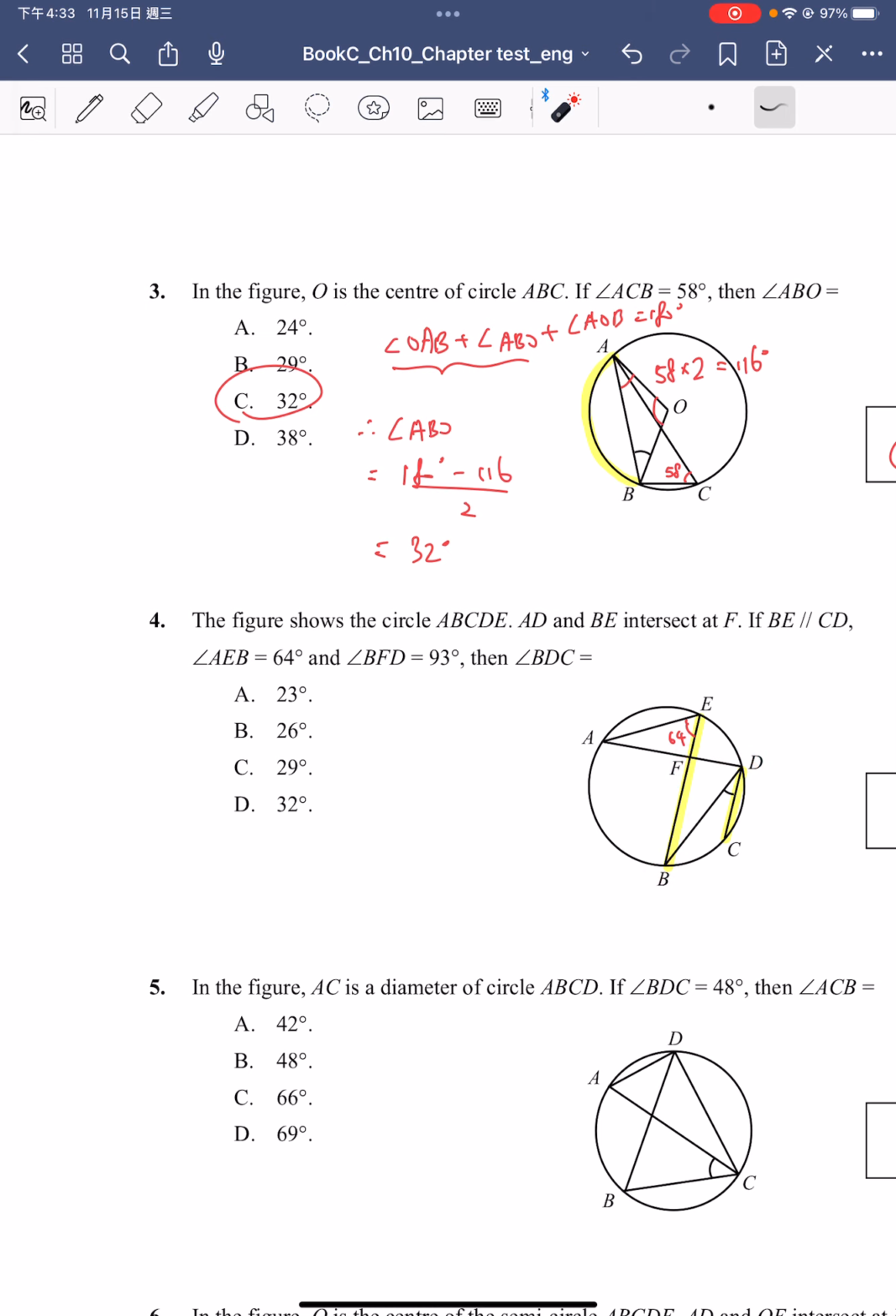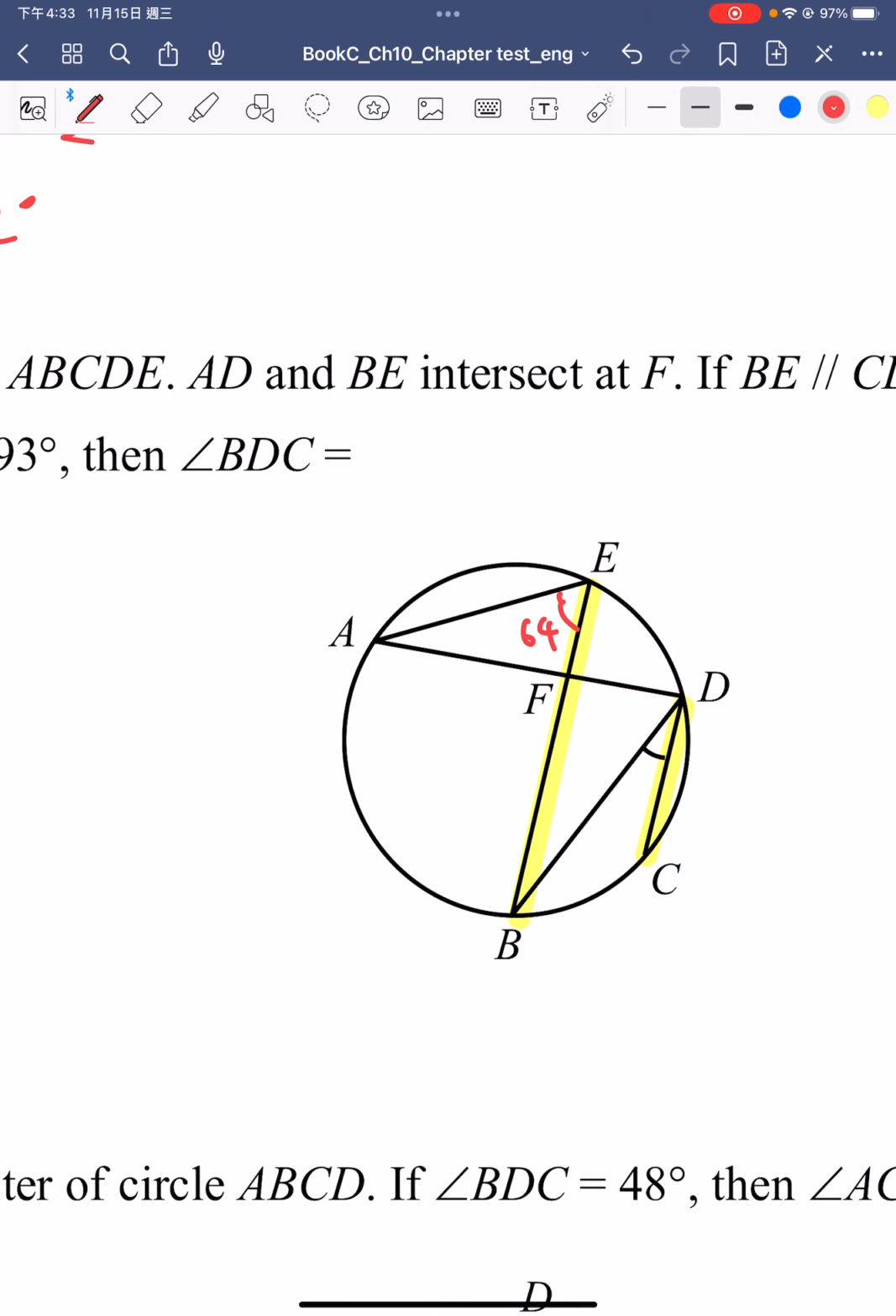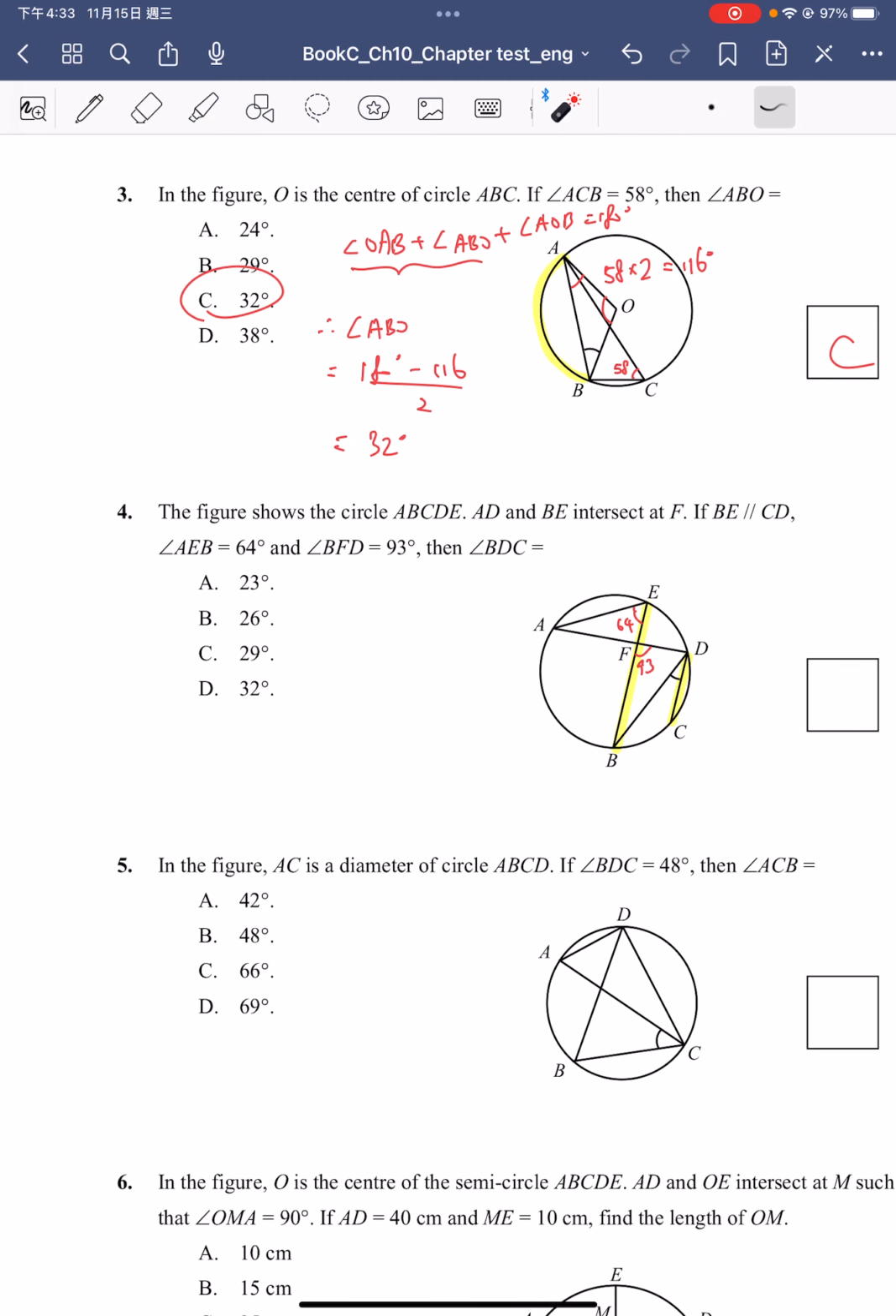So BFD is equal to 93 degrees. How can we find out the angle of BDC? Alright, so how can we think about it? First of all, this is a butterfly, isn't it? Then we can say this and this angle are actually the same.